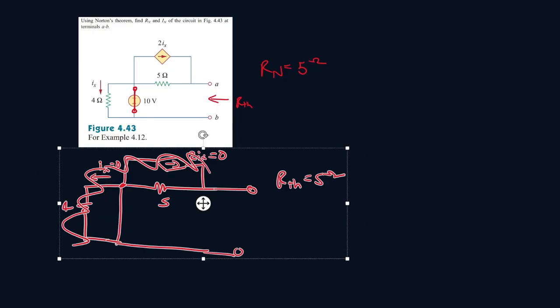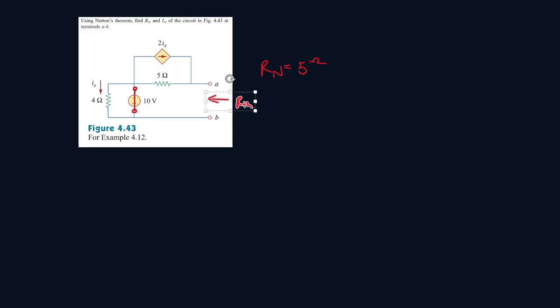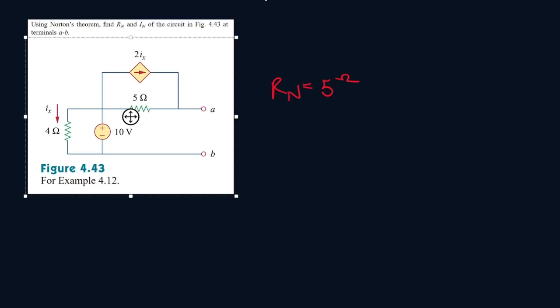Now we can find I Norton. So I Norton will be the current passing through here if we do a short circuit, or add a closed wire here. So let's call this region VA, and we actually know what VA is. VA will be equal to 10 volts here. So this is actually 10 volts.